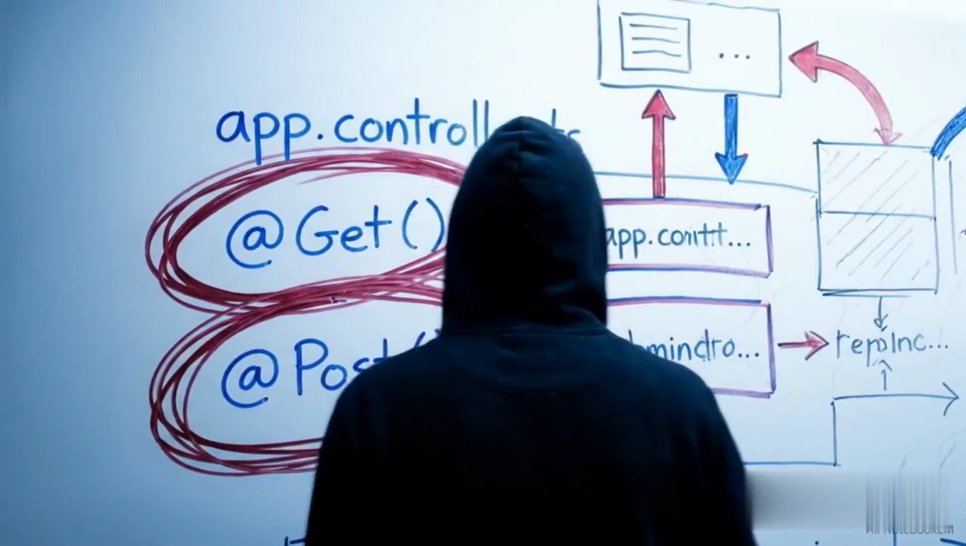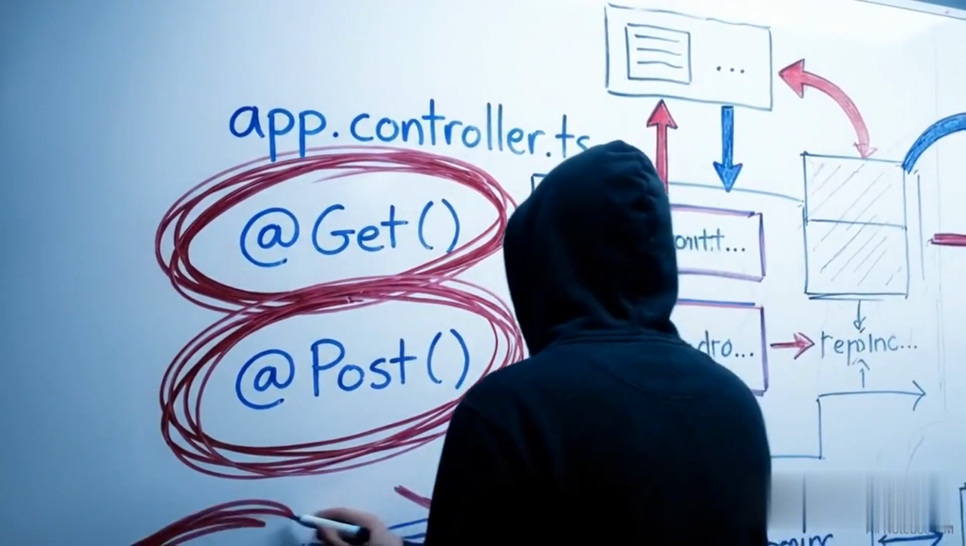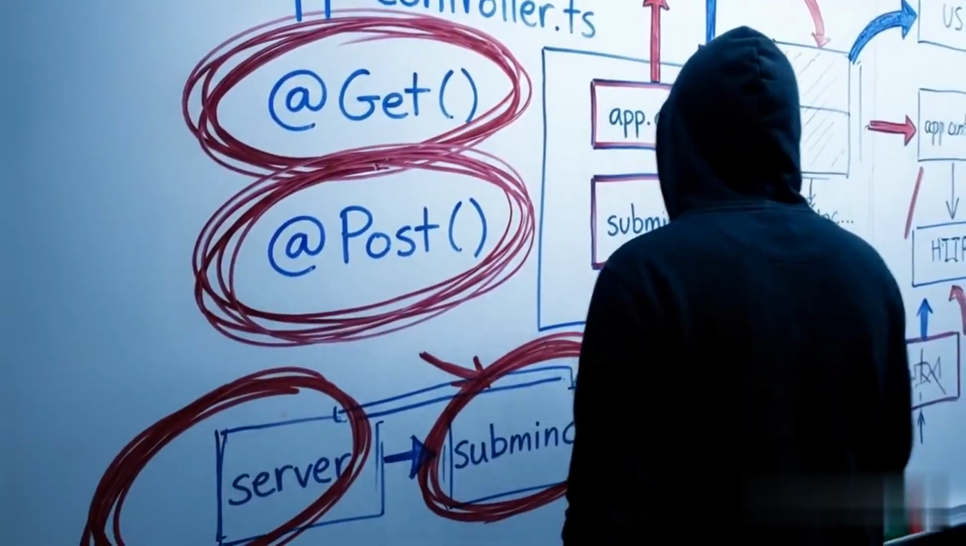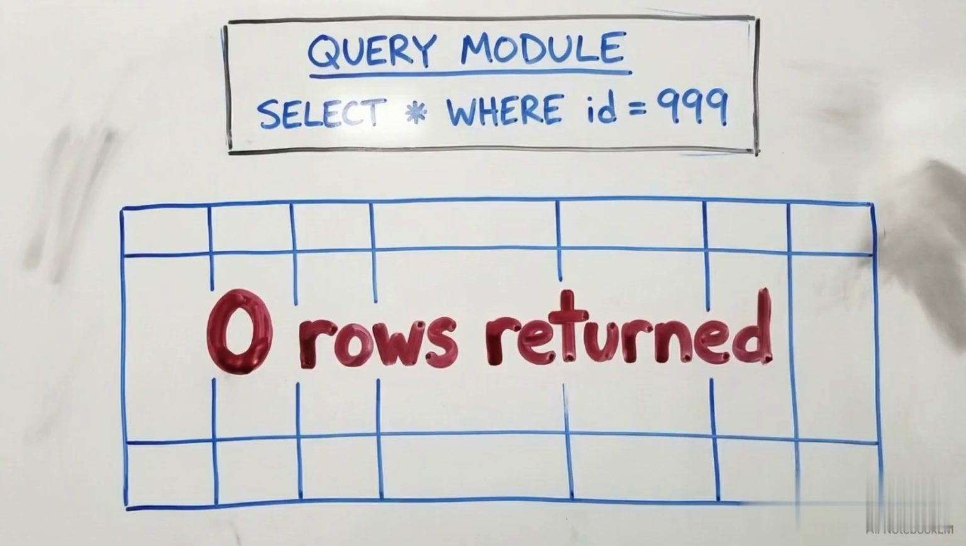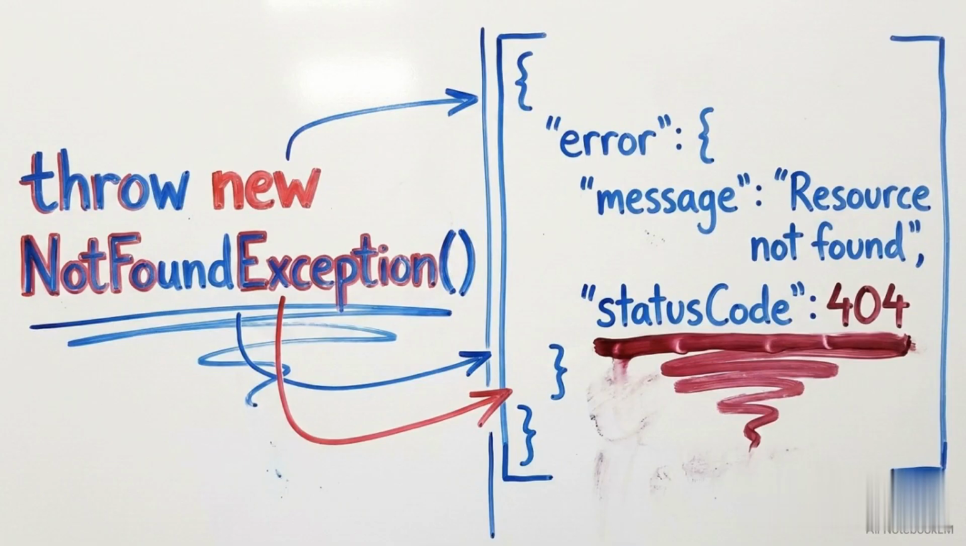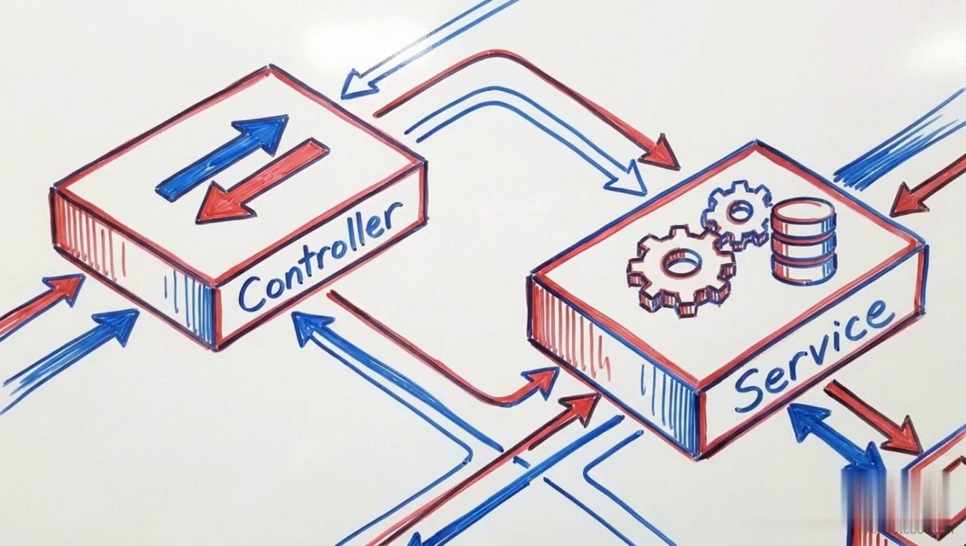The controller then accesses the router. It maps incoming HTTP requests, like POST or GET, to the corresponding logic in our service. We can also add error handling here. If a request targets a record ID that does not exist in the database, our service will throw a not found exception, which NestJS automatically converts into a proper 404 response. This pattern keeps the controller focused strictly on HTTP traffic, while the service handles the core business logic and data persistence.